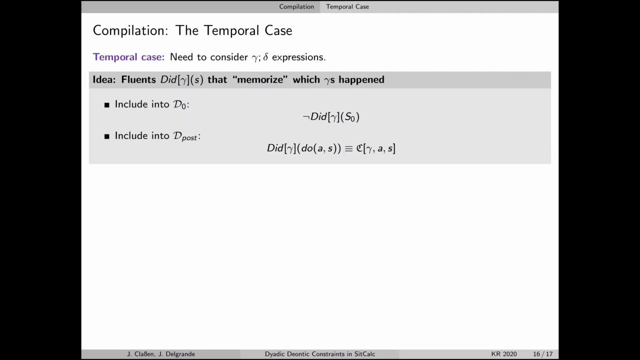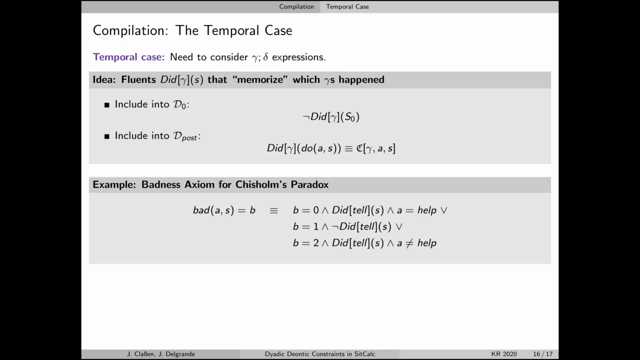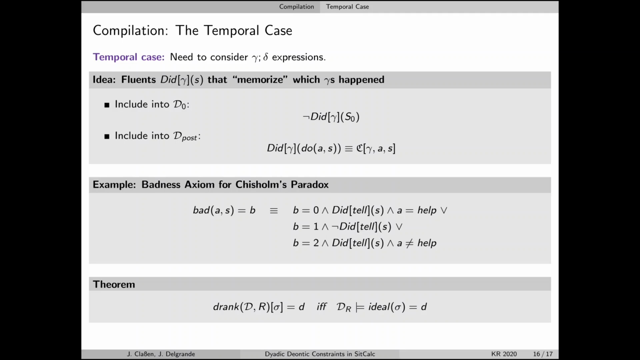Initially, these fluents are set to false, and for their successor state axiom, we can just apply the previously shown compilation operator. The badness axiom for the chisel scenario then looks like this, where badness 0 is assigned to action A in situation S if tell was executed previously, and A is action help, and so on. As a theorem, we get that our meta-theoretic definition of D ranks coincides with the value the ideality fluent takes according to the new basic action theory.